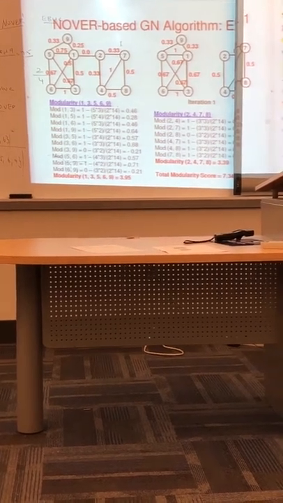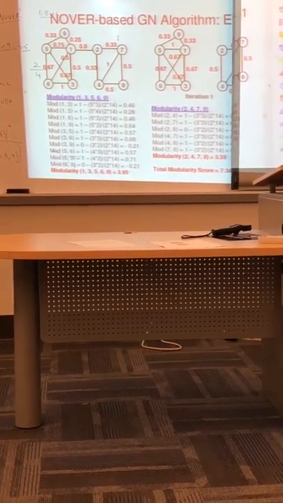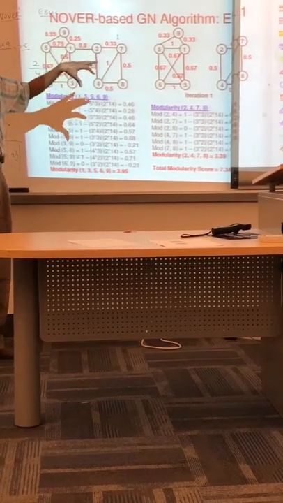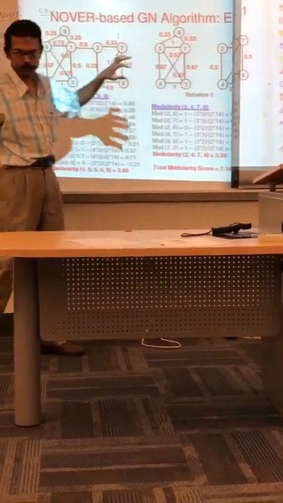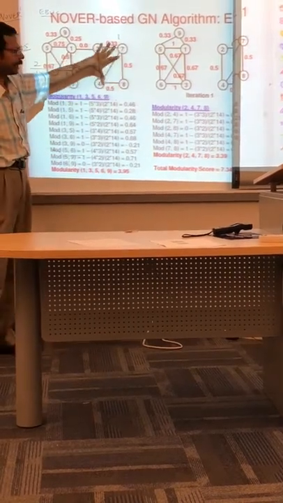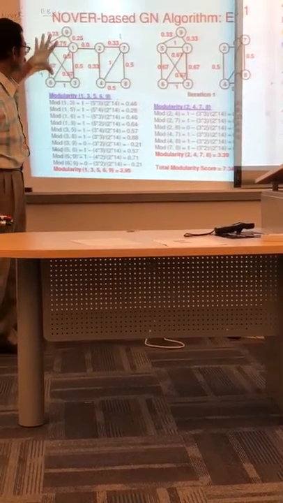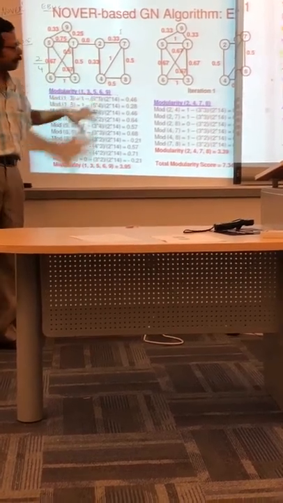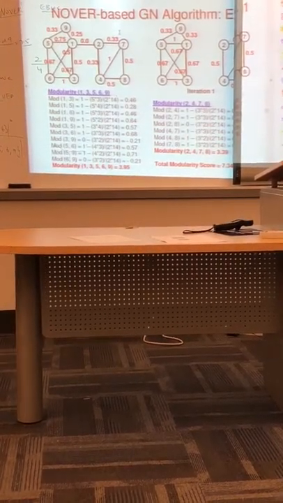The edge with the smallest NOVER score is 1, 2. So if you remove 1, 2, it's going to partition the graph into two communities. So you're going to have 2, 4, 7, 8 as one community, and these five vertices, 1, 3, 5, 6, 9, as the other community.